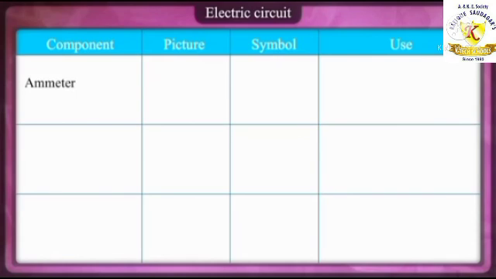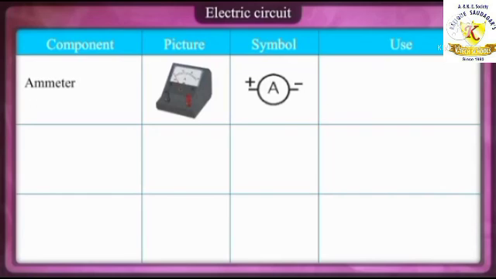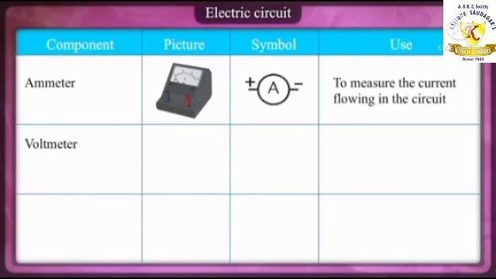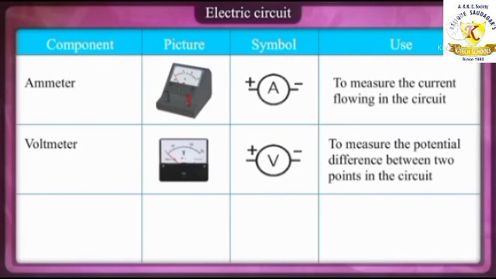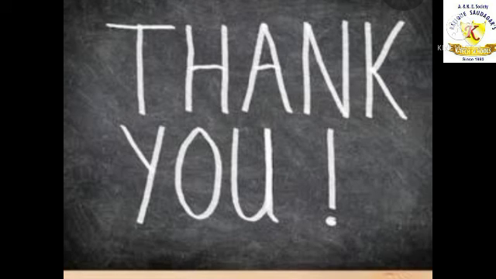Next component, ammeter. Picture. Symbol. What's the use of an ammeter? It's to measure the current flowing in the circuit. Next component, voltmeter. Its picture and the symbol. The use of a voltmeter in an electric circuit is to measure the potential difference between two points in the circuit.